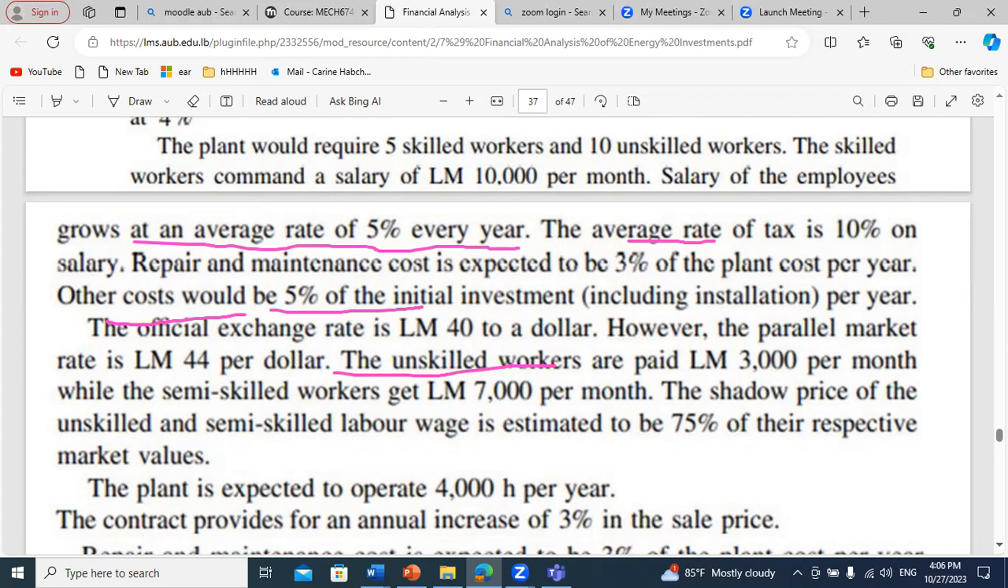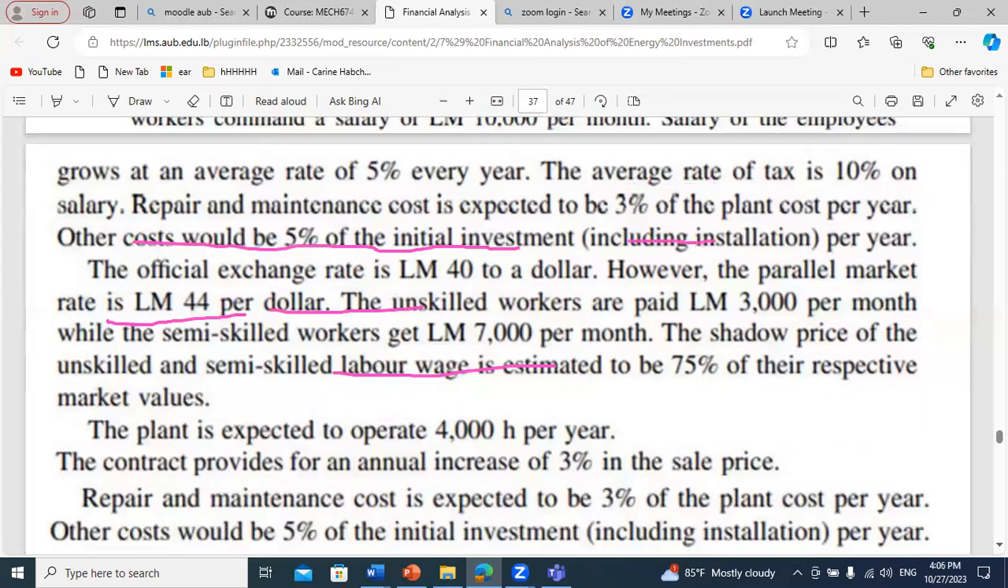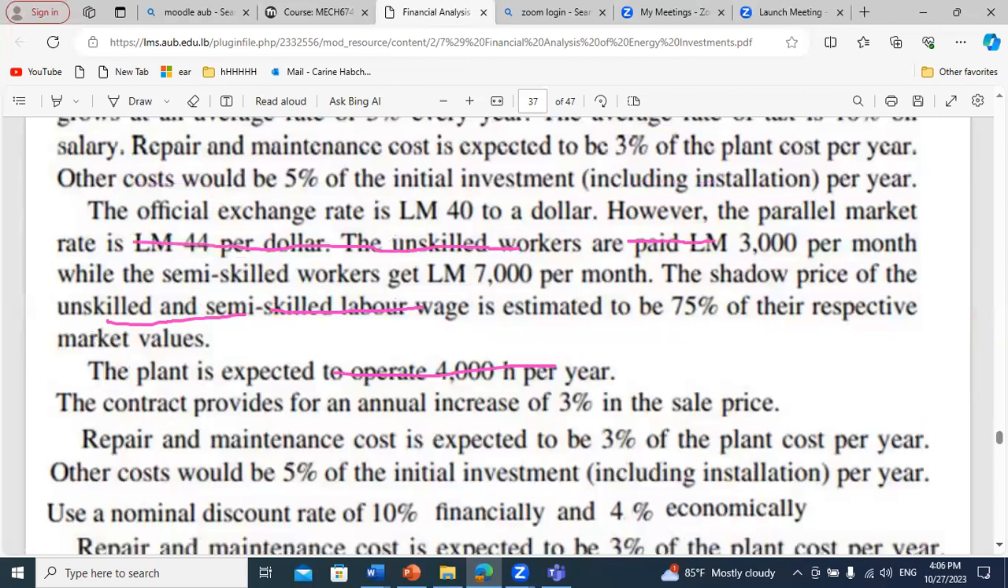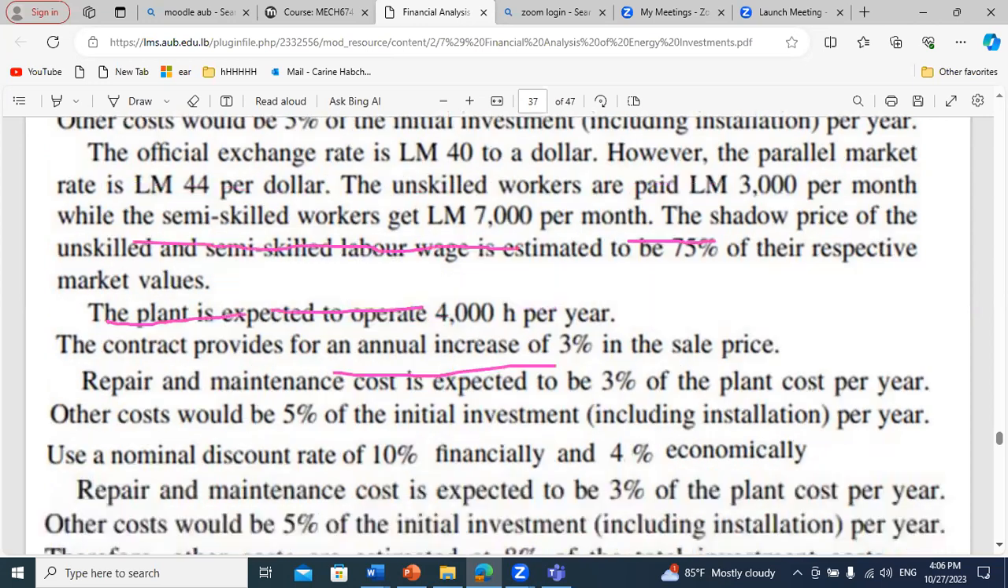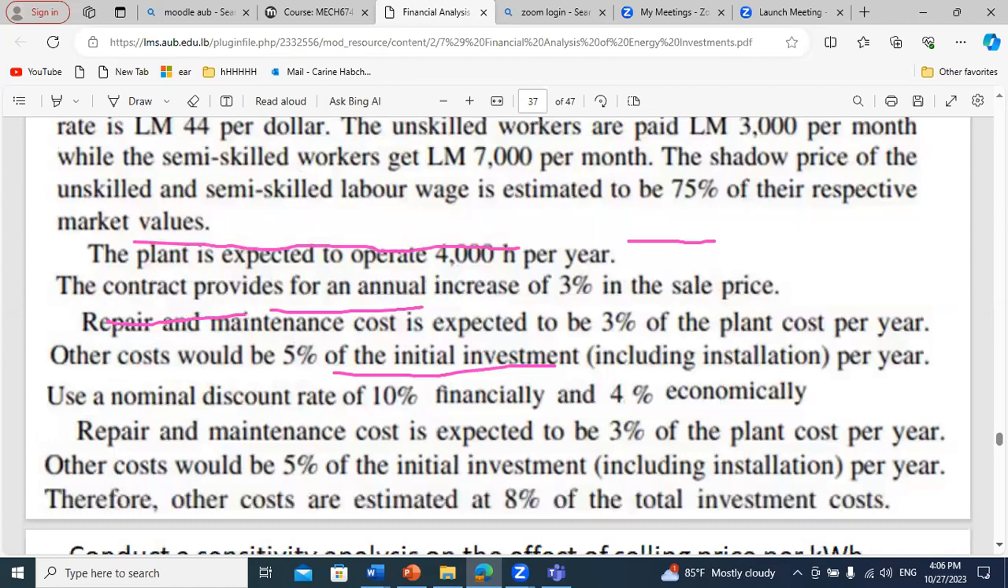The shadow price of the unskilled and semi-skilled labor wage is estimated to be 75% of their respective market values. The plant is expected to operate 4,000 hours per year, and the contract will provide an annual increase of 3% in the sale price, while repair and maintenance cost is expected to be 3% of the plant cost per year. Other costs would be 5% of the initial investment, including installation per year. We should use a nominal discount rate of 10% financially and 4% economically. The repair and maintenance cost is expected to be 3% of the plant cost per year, and other costs would be 5% of the initial investment.